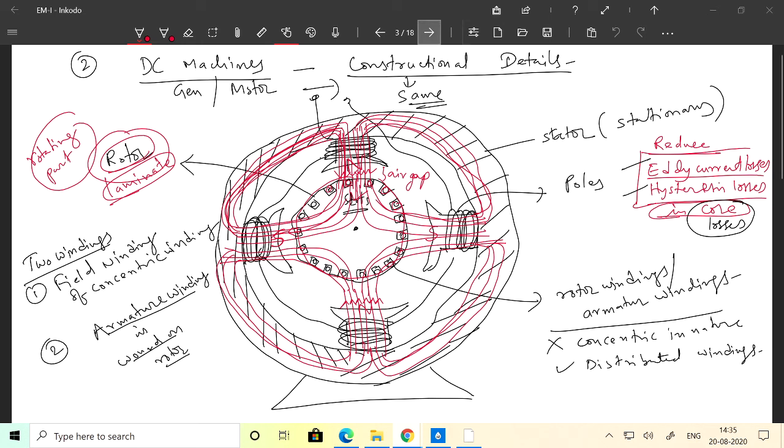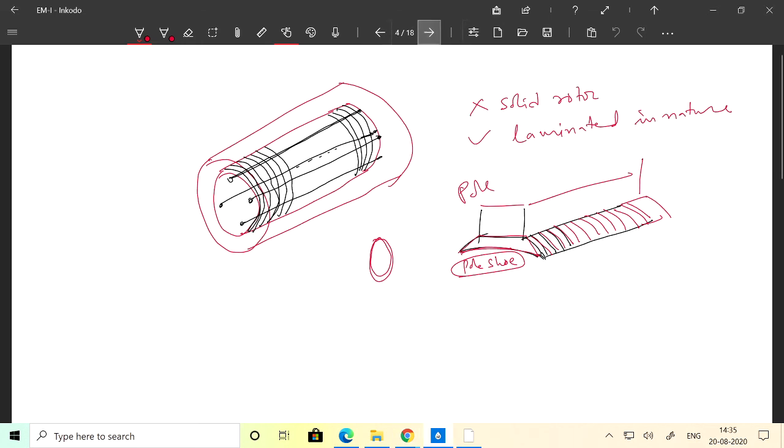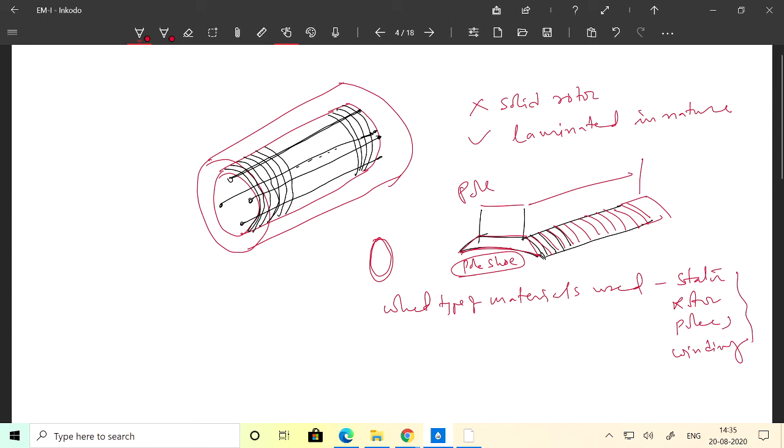Now you can also search the internet about the materials, what type of materials are used for the stator, rotor, poles, and also windings. In the next class, please go through the internet and some other books regarding the materials used for these elements.